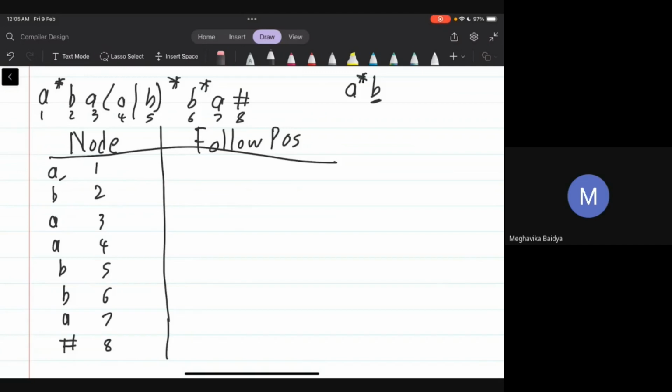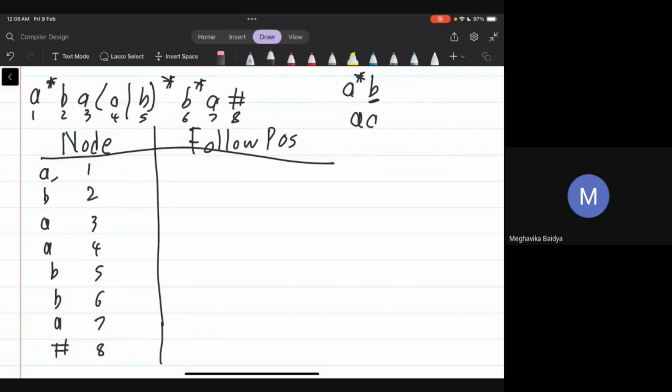So I'm saying, let's take A star B, because after A star there's only B. There's no star or anything with B, right? Which means that A can be followed by A, or A can be followed by B. So how will you do it? That means follow pos for one will be itself. It can be followed by itself, or it can be followed by the next one, which is two.